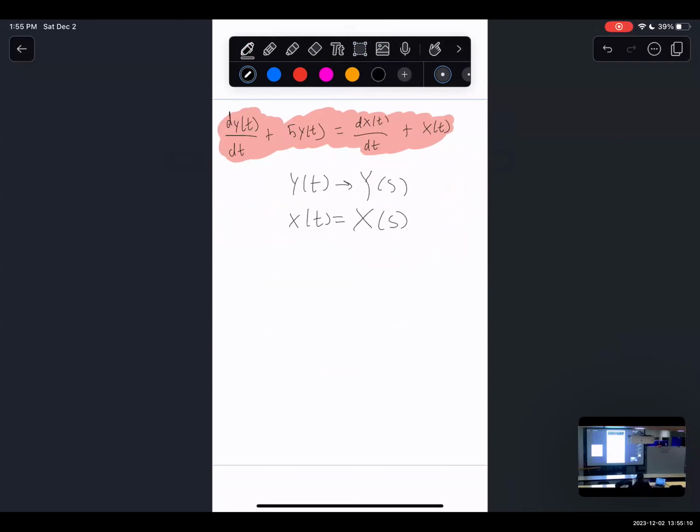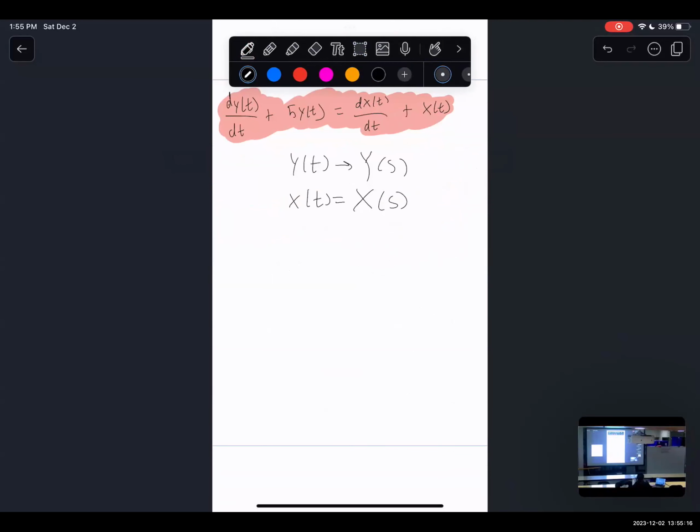So that helps us for these 5y of t. And then for this dy dt, we're basically going to add an s for each term of the derivative. So this would become s Y of s. For example, if it was d squared y of t over dt squared, this would become s squared Y of s. But that's not the case here, just for an example. So then we're going to have plus 5 Y of s is equal to s X of s. Remember, this came because there's the first derivative here. And then plus X of s. So now the goal is to get it into the Y of s over X of s format, right?